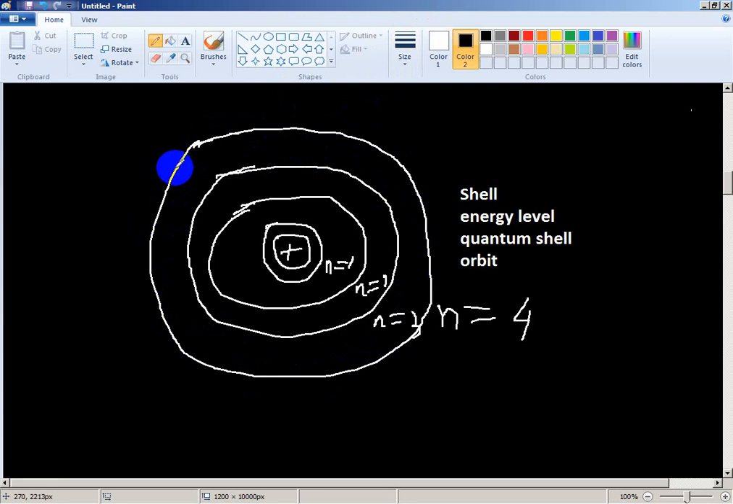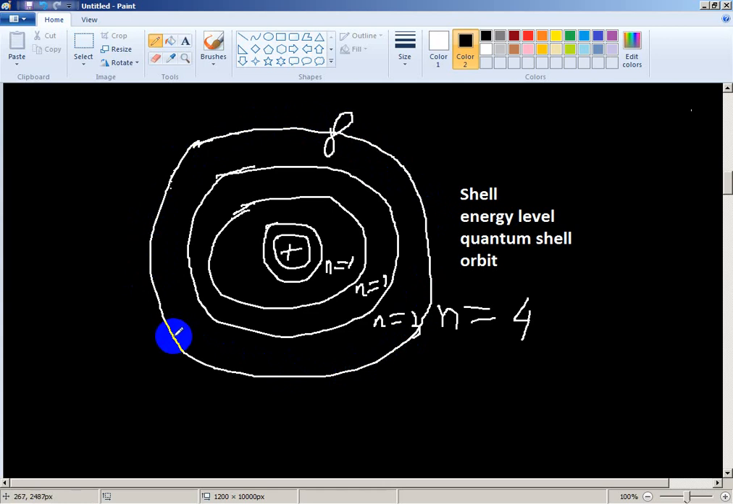In some regions, some areas, the electron finding probability is less. In these regions the electron probability is maximum. The area is not uniformly or equally distributed. In some regions the electron probability is more, and in some regions it is less.